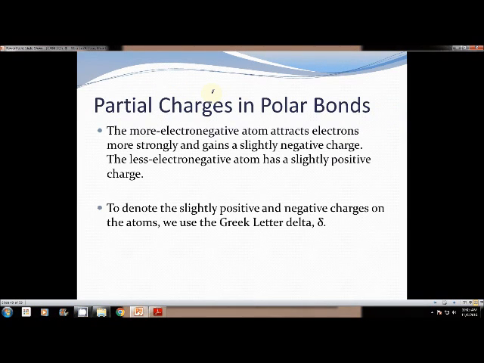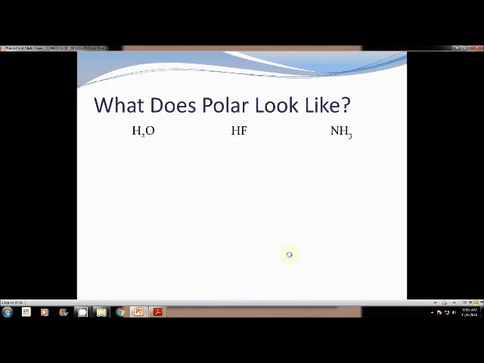Okay, when we have polar bonds, we actually have what are called slight charges too, or partial charges. The more electronegative atoms attract the electrons, so then they gain a slightly negative charge. The less electronegative atoms have then a slightly positive charge because the electrons are not as close to them. So to denote this, we use the Greek letter delta with our charges. It kind of looks like an S on your notes on here. Mine looks like a curly Q D, so we'll see that in a second.